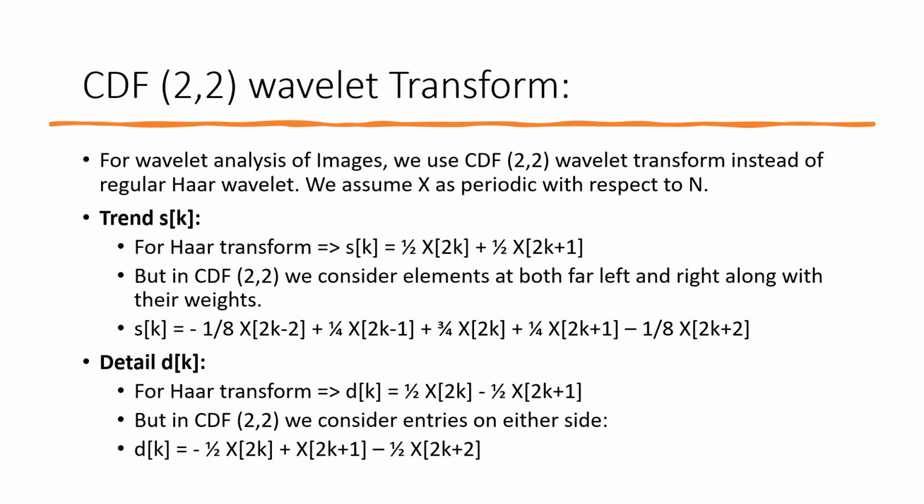For a regular Haar wavelet transform, this is the trend. But for CDF 2,2, we are going to have weighted elements, and we are going to consider the elements which are far left and far right. Along with this, even the detail coefficients are different here. For a Haar wavelet, the detail is just the subtraction of the element before and after. But here, we are going to consider the element before that element and the next element also.